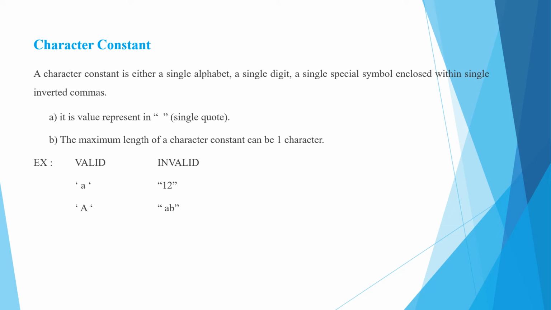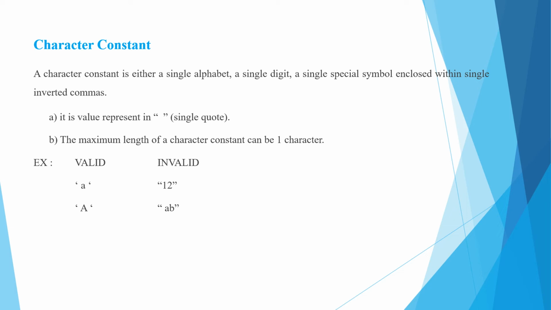So this we can call a character constant. Here there are two important points about the quotes in character constants. The value is represented in single quotation marks, and the maximum length of a character constant can be only one character.